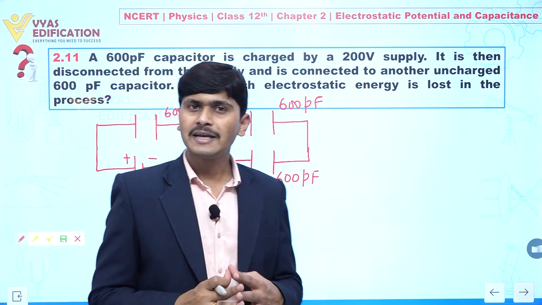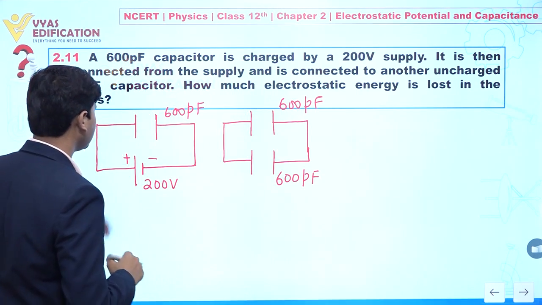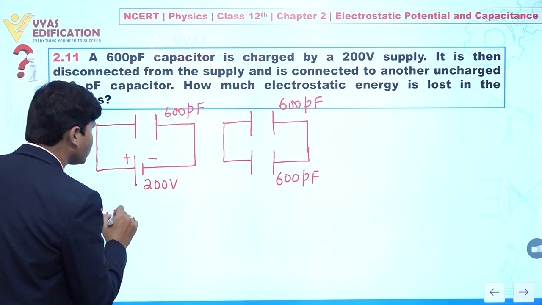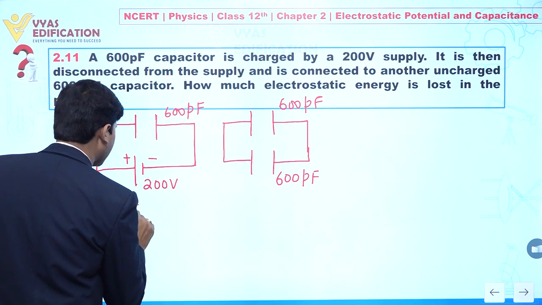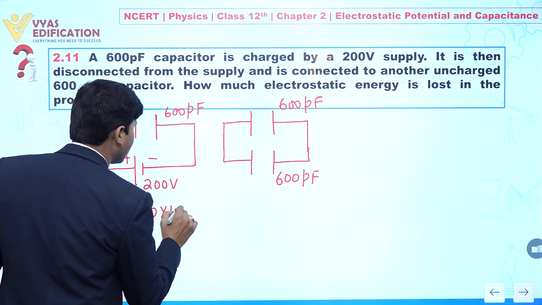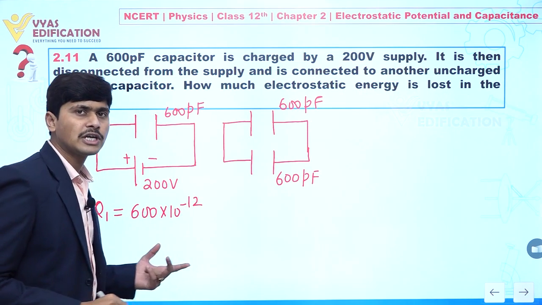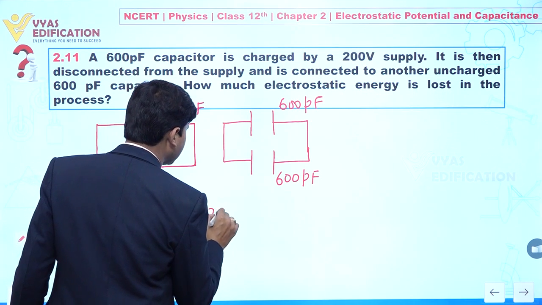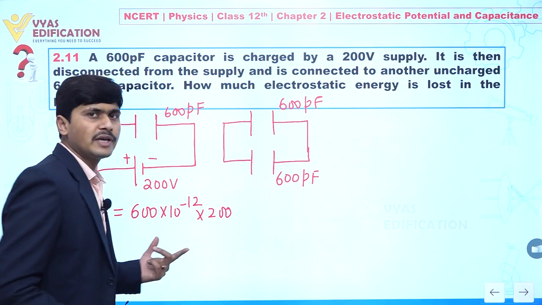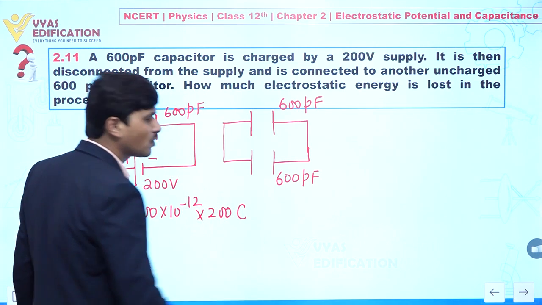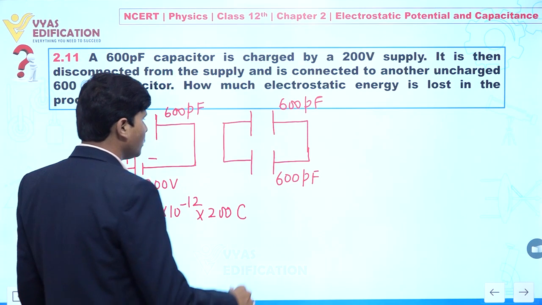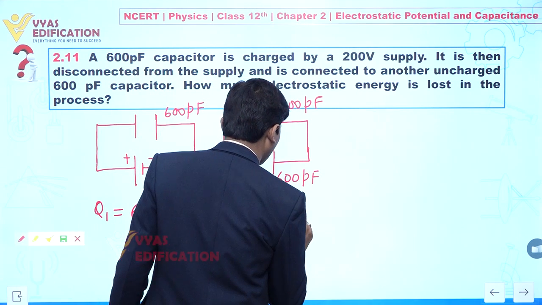Now what is the concept here? First we will find the total charge present on this parallel plate capacitor. Let's suppose this is Q1. Q1 is given by C into V. The C value is given, 600 into 10 to the power minus 12, into V, which is given to you. We can say this value of Q1 is in coulomb. Yes or no?